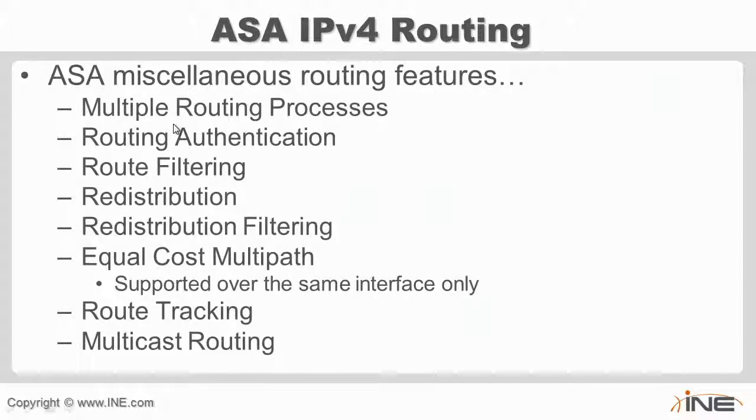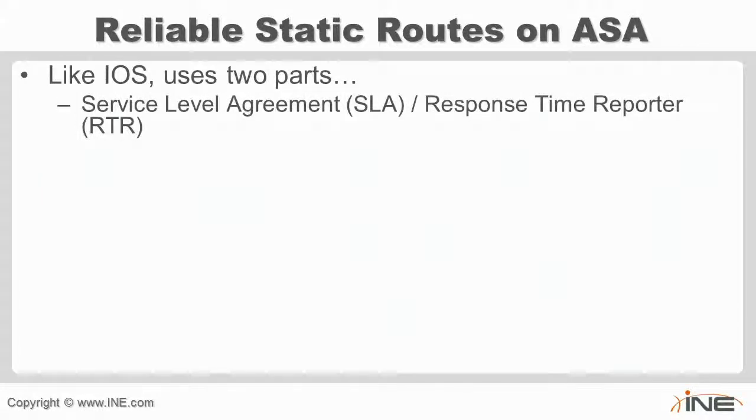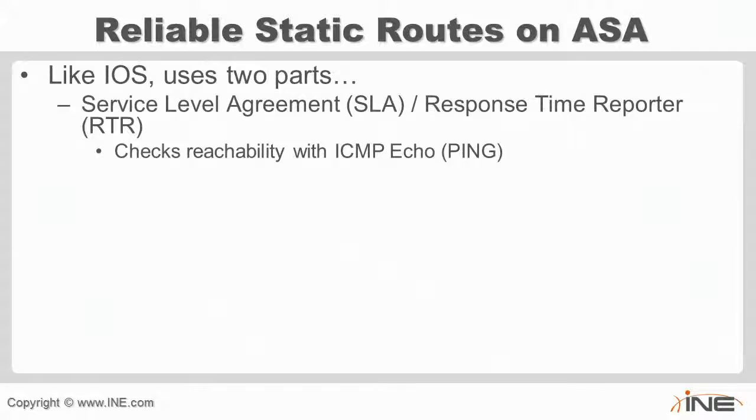Okay, the other feature that the ASA supports that is similar to iOS is reliable static routing. Now, like in regular iOS, if you've seen this implementation before, it uses two things, which is called the IP Service Level Agreement, which was previously called the Response Time Report, or the RTR. This is going to be used to do our application level check, which in this case is going to be a ping. Now, we don't have any very advanced SLA metrics like we do in iOS.